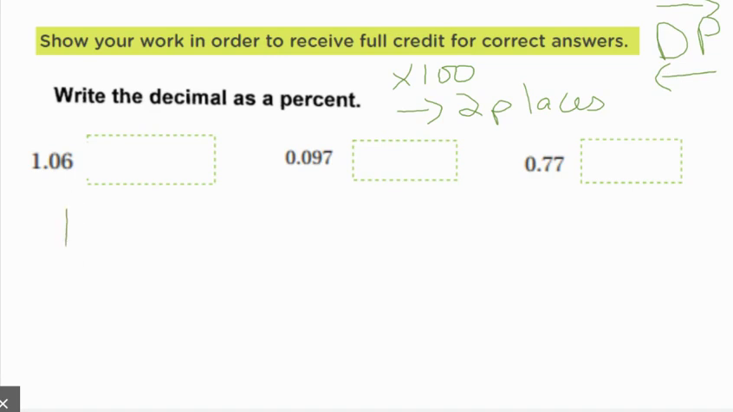All right, so for 1 600ths, we are moving to the right 2 places. So my answer is 106%. Then we have 97 thousandths.